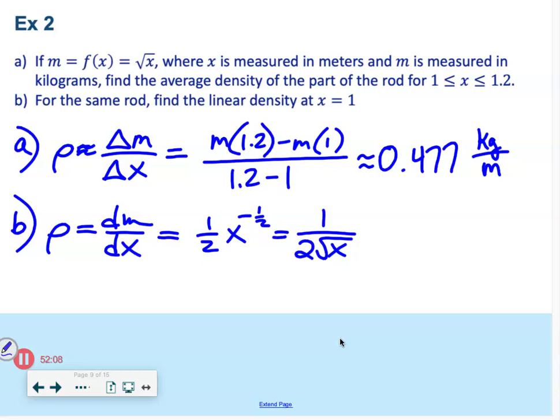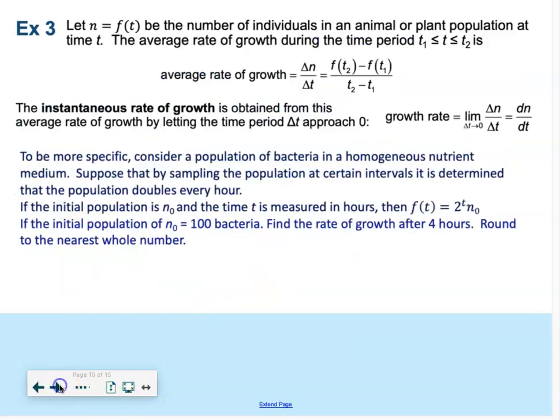If we want the density at x equals 1, you're just plugging in a 1, and you get 1/2. What would the units be? Still kilograms per meter. Does it make sense that our instantaneous rate of change at 1 is pretty close to the average rate of change from 1 to 1.2? Yeah, that's pretty close. And it should be, right? You haven't traveled very far. Okay. All right. That's your first application.